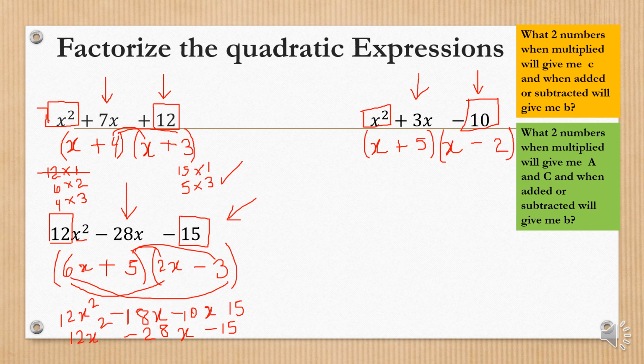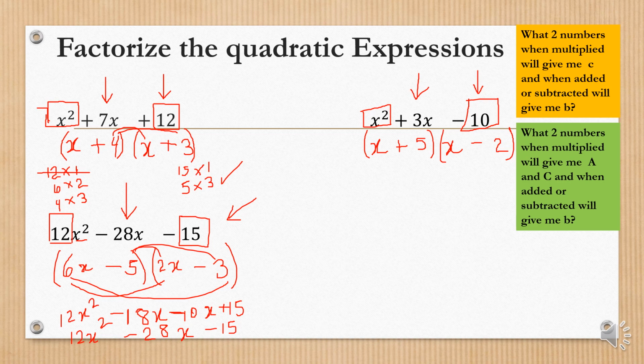5 2s are giving me a what? 5 2s will give me a positive 10, but I don't want a positive 10, I want a negative 10. So that tells me what? That I must have a minus sign here as well. Right? Must have a minus sign here as well. Good. Minus 10x, minus a plus. 5 3s are 15. Okay?